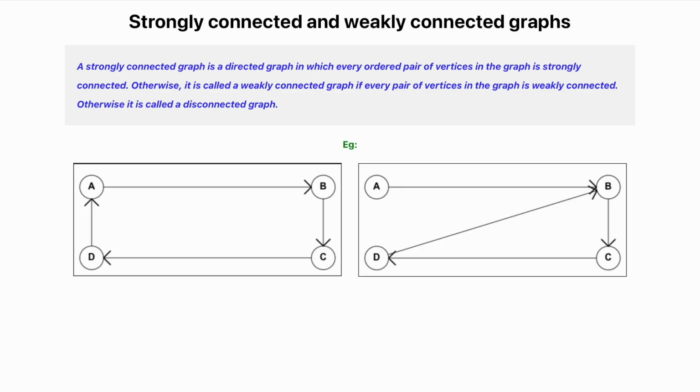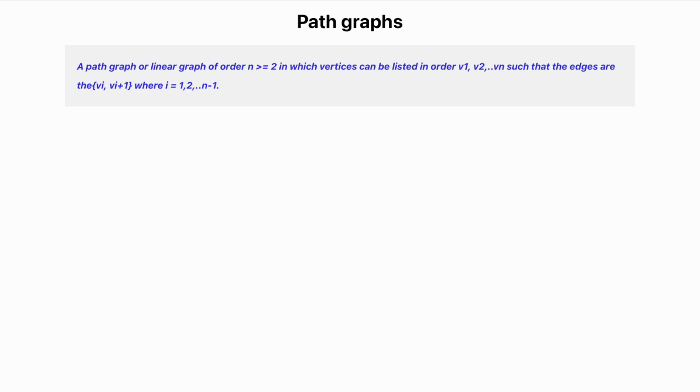For example, the graph on the left side is a strongly connected graph where we can reach any vertex from any vertex. The graph on the right side is weakly connected since vertex A is not reachable from other vertices, but its underlying undirected graph is connected. Path graph.